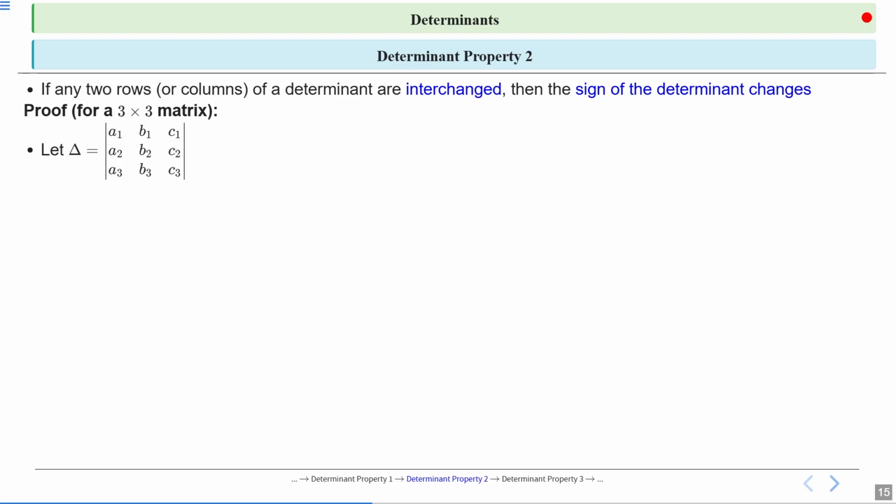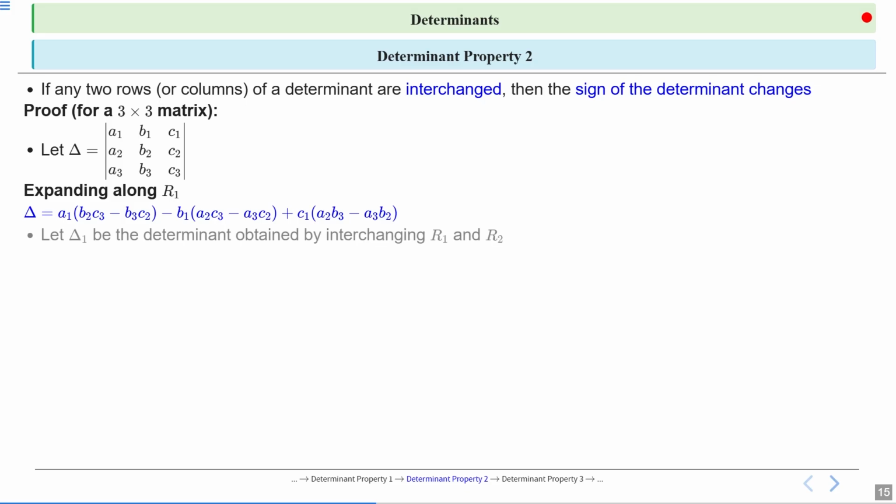So what it means is, if you take a determinant of order 3 cross 3, A1 B1 C1, A2 B2 C2, A3 B3 C3, then when we expand along R1, we just apply the formula for calculating the determinant and we get the determinant of that matrix. Now consider another determinant, delta 1, the determinant obtained by interchanging R1 and R2. So in this matrix, the R1 row becomes R2 and the R2 row becomes the first row. We just interchanged it.